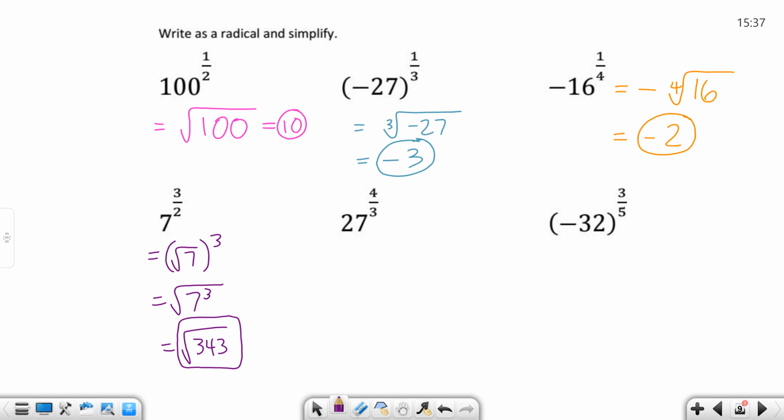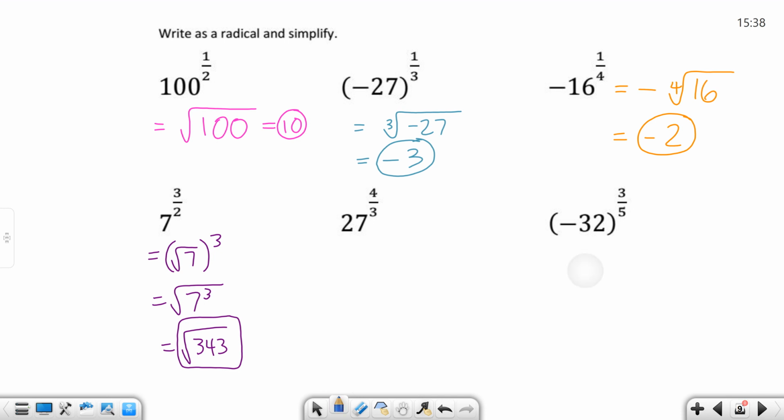I couldn't take the square root of 7 and find it. So I said, well, let me write it the other way: the square root of 7 cubed. So then 7 cubed is 343, and I cannot do anything with that. That doesn't factor into 4, 9, 16, nothing like that to simplify anymore. So the square root of 343 is just all that is to it.